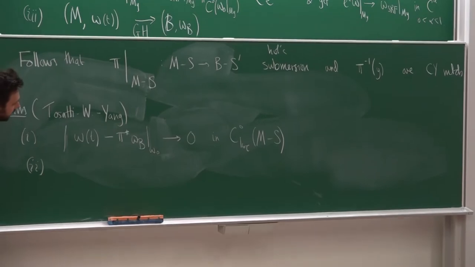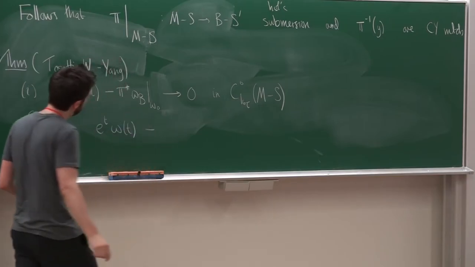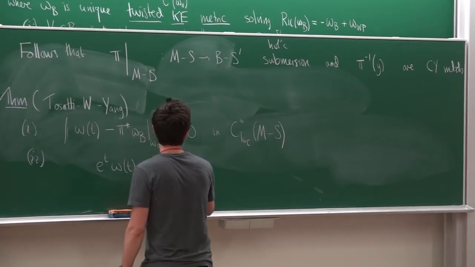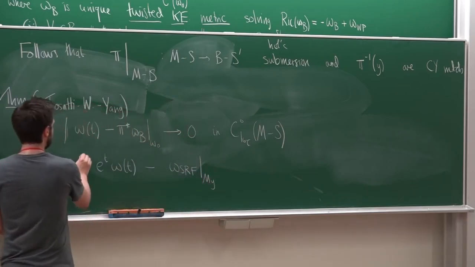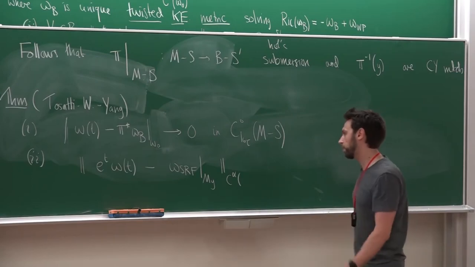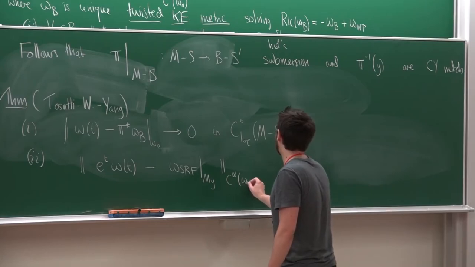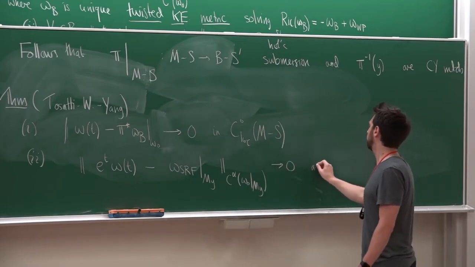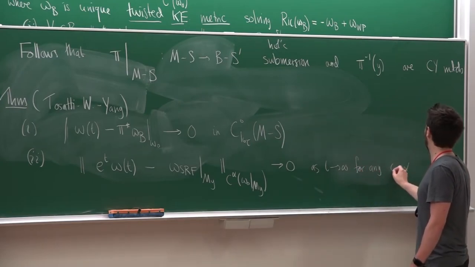And then number two is if you take e to the t omega t minus this omega semi-Ricci flat. So again, you can define the semi-Ricci flat metric on the fiber over y. If you take the C alpha norm, again on the fiber, this will go to zero as t goes to infinity for any alpha between zero and one.